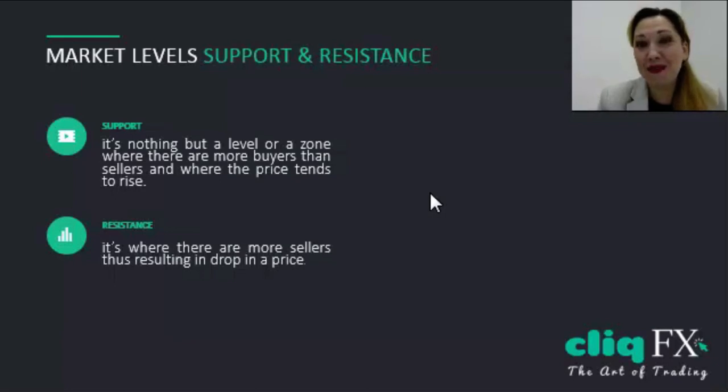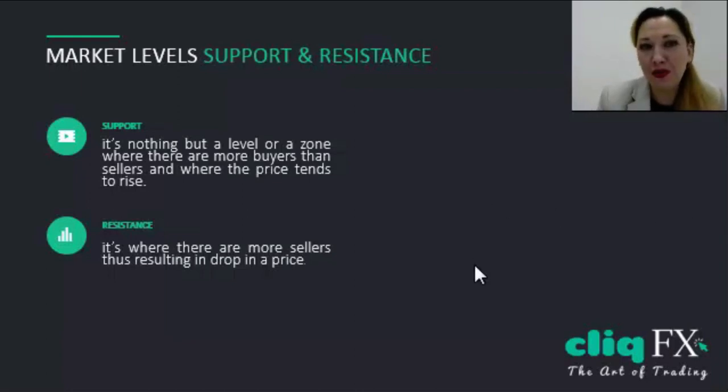Let's start from the basic concept, support and resistance. What does it mean? Actually, support is nothing but a level or a zone where there are more buyers than sellers, and the price tends to rise. And resistance is also a zone or a level where there are more sellers than buyers, thus resulting in a drop in price.